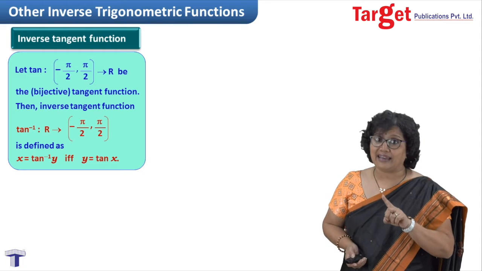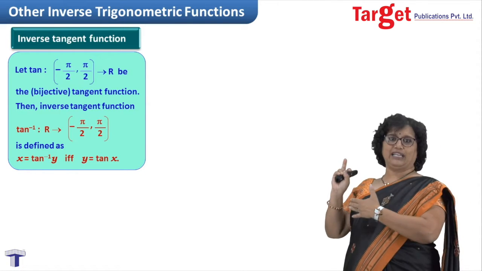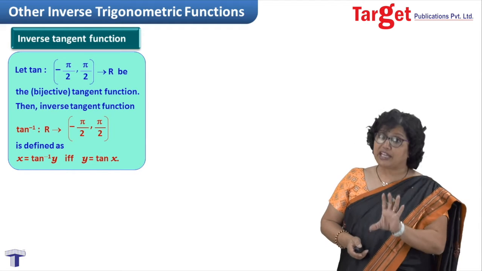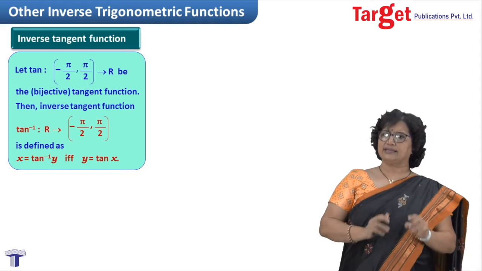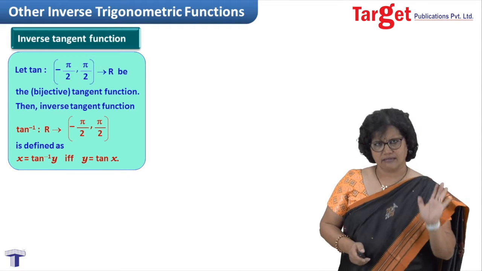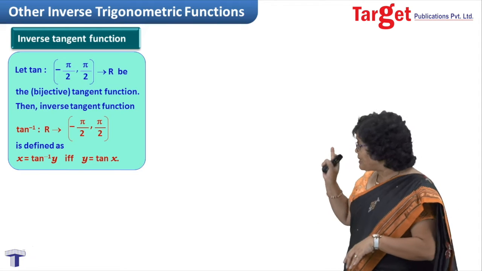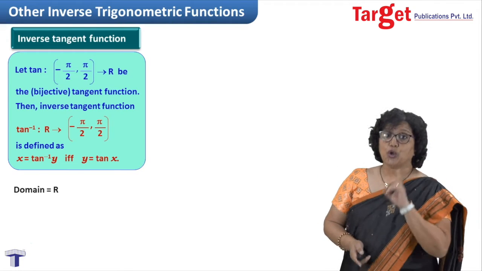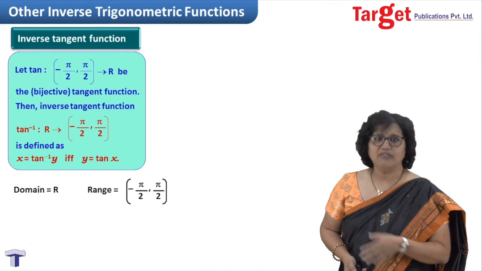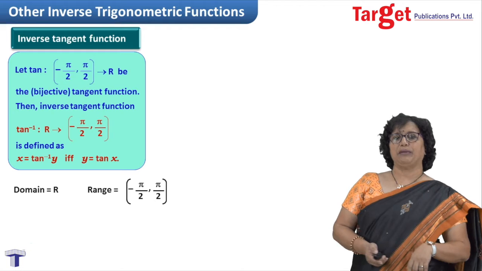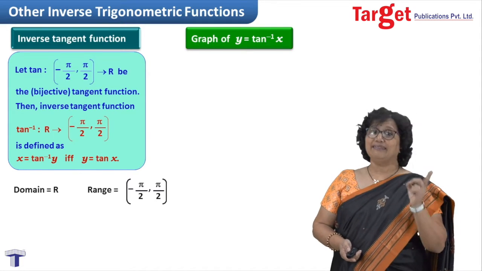From there I write tan inverse, and tan inverse would be defined from r to minus pi by 2 to pi by 2, and the definition is x equal to tan inverse y if and only if y equal to tan x, exactly like in the previous cases of sine and cosine inverse function. Now your attention should be towards the domain. So the domain is r, and the codomain or range is minus pi by 2 to pi by 2. What is the next thing we should observe? It is nothing but the graph.